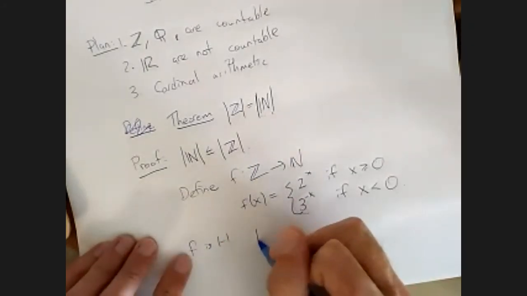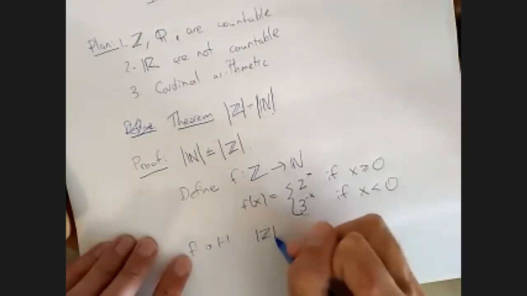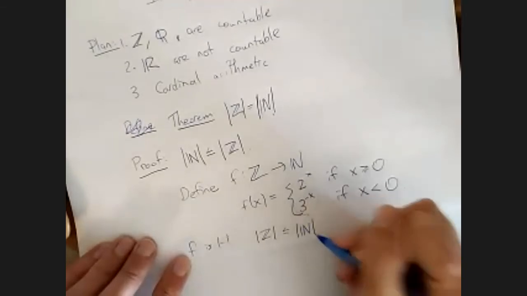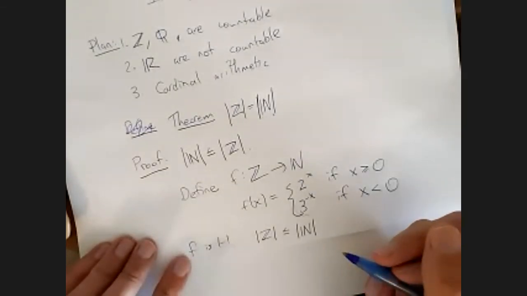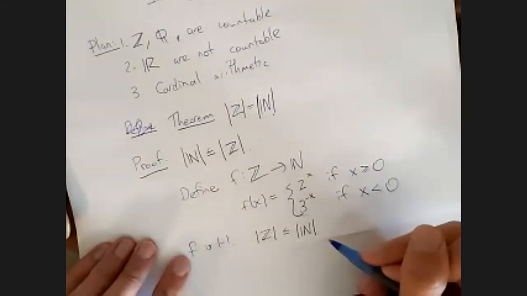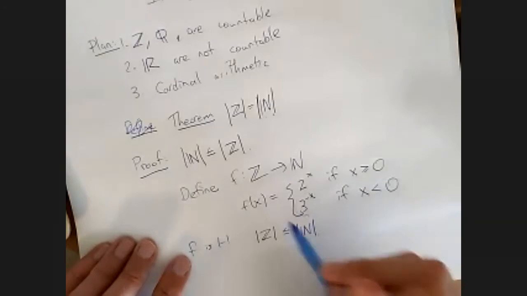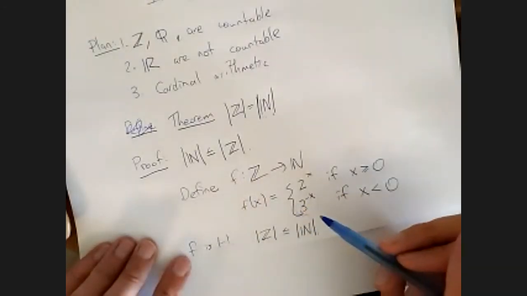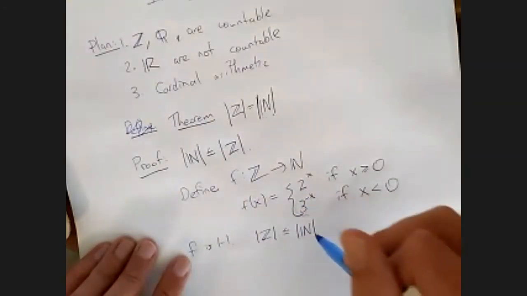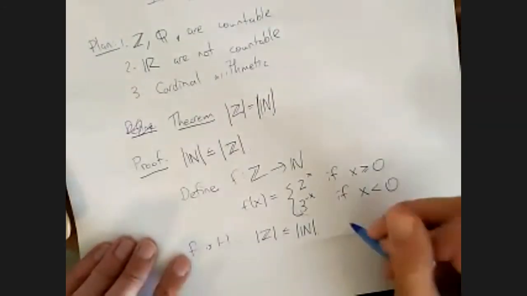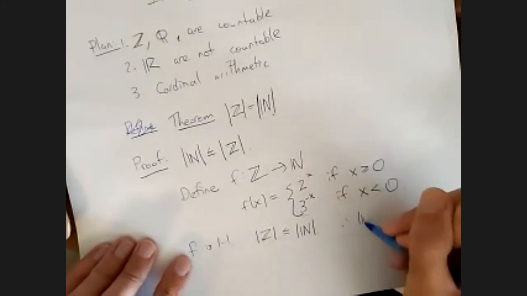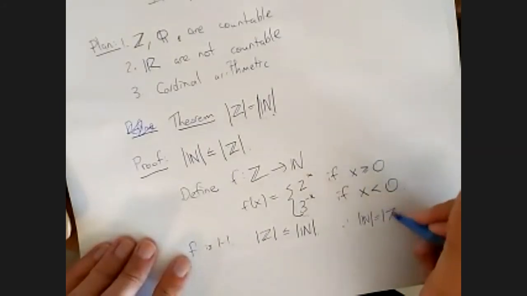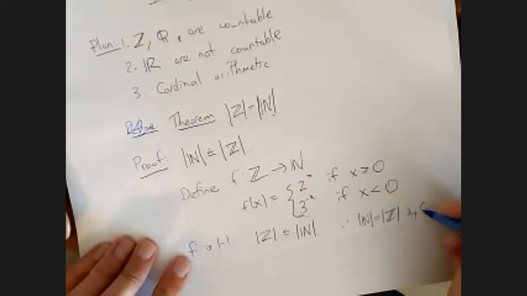And that proves that the integers have cardinality less than or equal to the cardinality of the natural numbers. Now the Cantor-Schroeder-Bernstein theorem tells us that these two sets have the same cardinality. By the Cantor-Schroeder-Bernstein theorem.